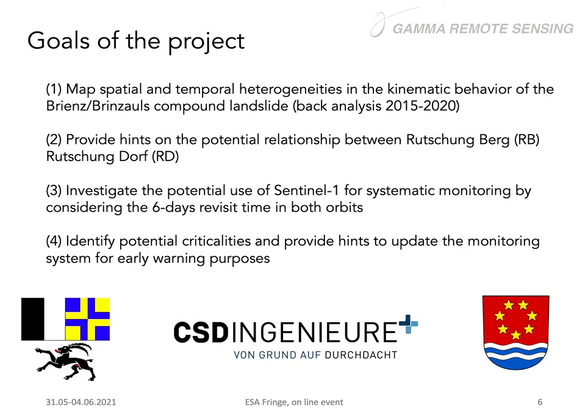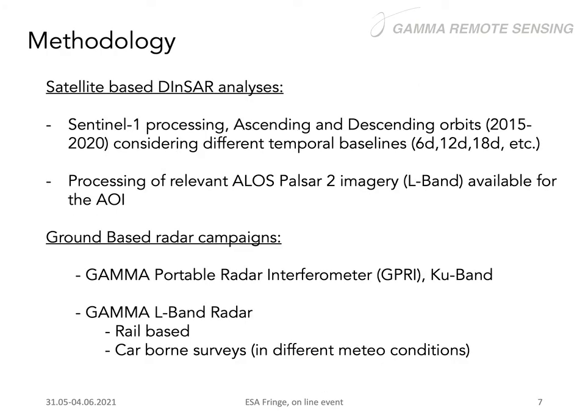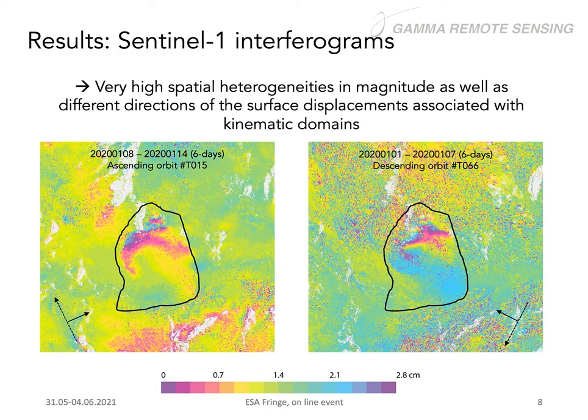That's the reason why we wanted to explore different possibilities and have a better representation of the spatial and temporal evolution of this slope, in cooperation with the cantonal authorities and all the companies and also the community. So we have applied several methodologies, including satellite-based radar interferometry and also ground-based campaigns, also including a new radar that was developed by Gamma in L-band, and this has been applied as a rail-based and also car-board in different meteorological conditions. Here you see a selection of the results.